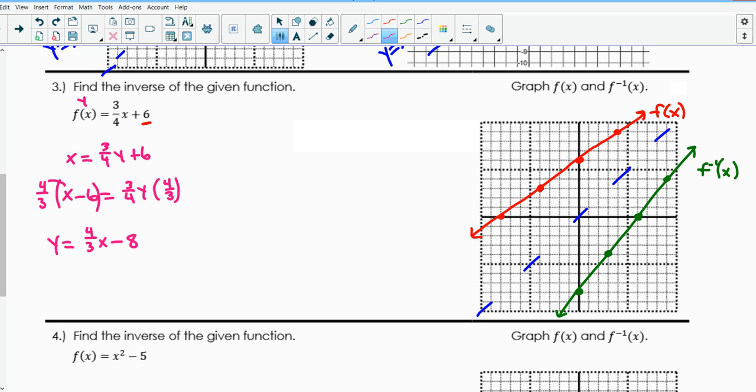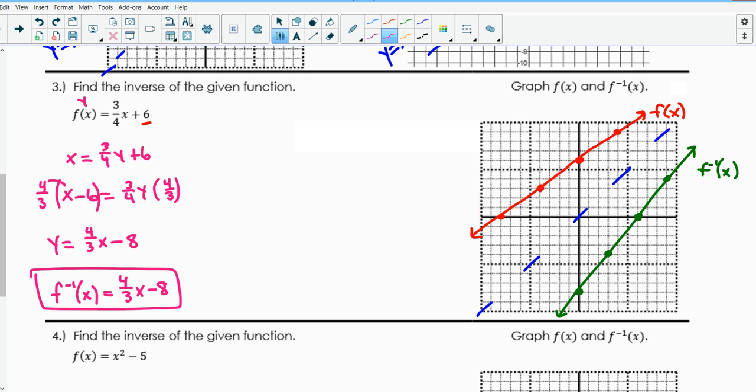Okay, that is my inverse function, but I always want to have the right notation. So I'm going to say f to the negative 1 of x equals 4/3 x minus 8. So this is the answer that we were looking for. The inverse function is 4/3 x minus 8. If I look at my graph, negative 8 is my y-intercept. Notice that's where my y-intercept is. In this one, my slope is 4/3, so notice I go up 4, right 3, up 4, right 3, up 4, right 3. Okay, so here's my inverse function, and here both of them are graphed.